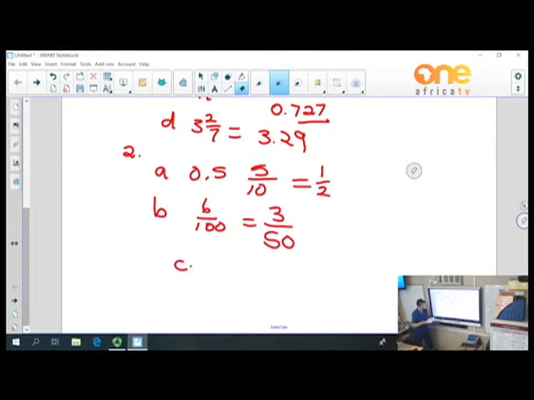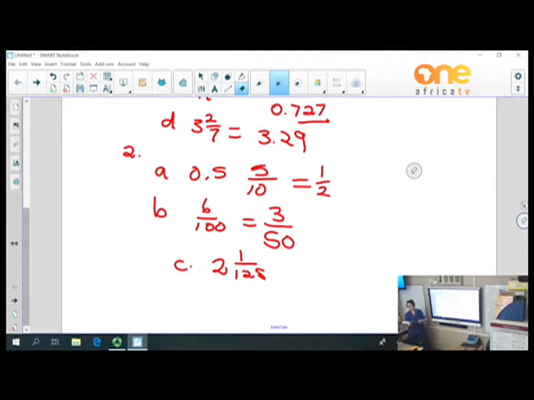Right, number C. 2.008, yes. It's 2 and 8 over 1,000. There's 3 positions, so you put it 8 over 1,000, 1 over 125. 1 over 125. That's the answer then there. Right. Yeah, you must simplify. Look, they say there is simplest form, but yes, they're not going to mark it correct if you don't simplify it. Remember, otherwise it's what we do in grade 5 to 7.